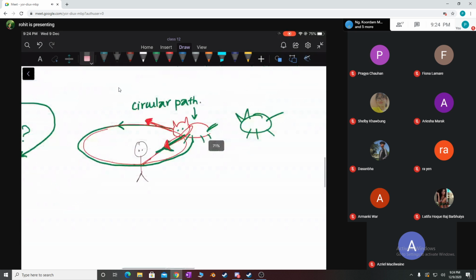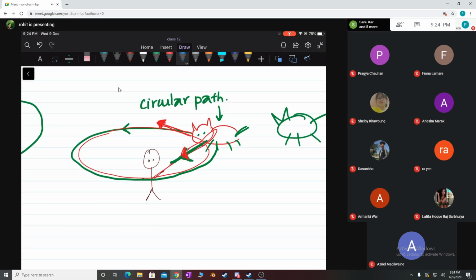Let's apply this for a cat first. If I want a cat to rotate in a radius, let's say small r, the mass of the cat is m, and the velocity with which I want the cat to rotate is v. Then the centripetal force that must act on the cat is given by mv square by r. I'm repeating again: if you want the cat to rotate, the cat should experience centripetal force. How much centripetal force? Equal to this value.